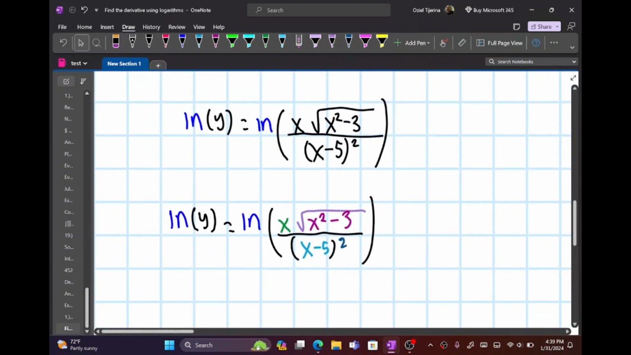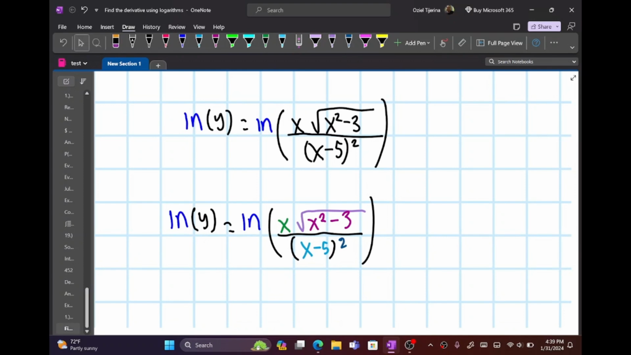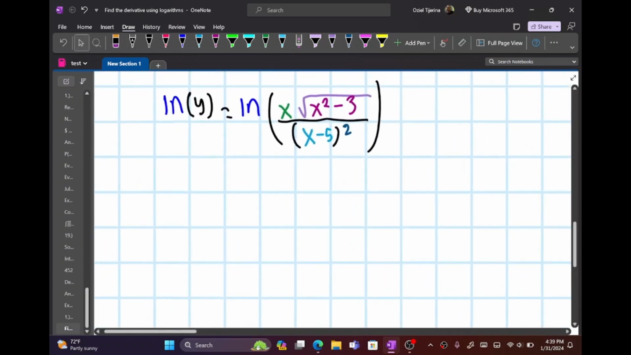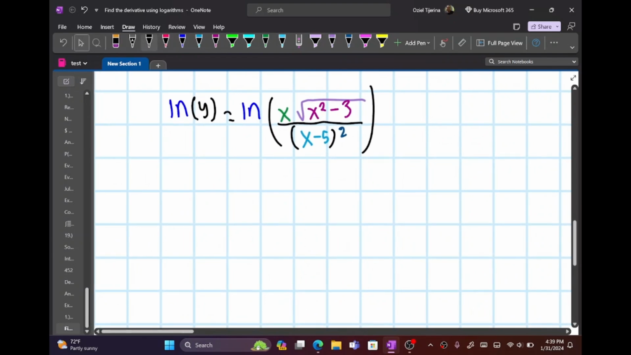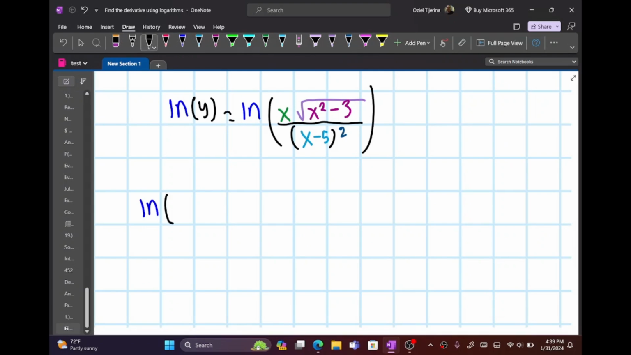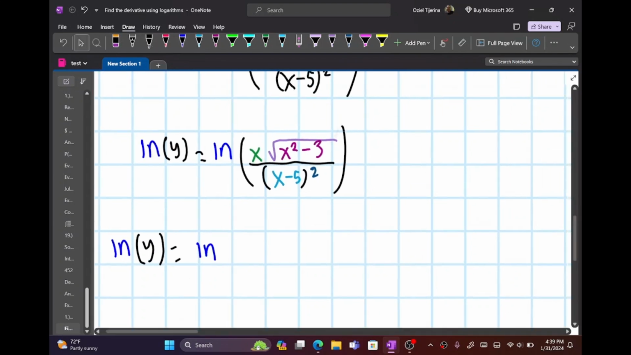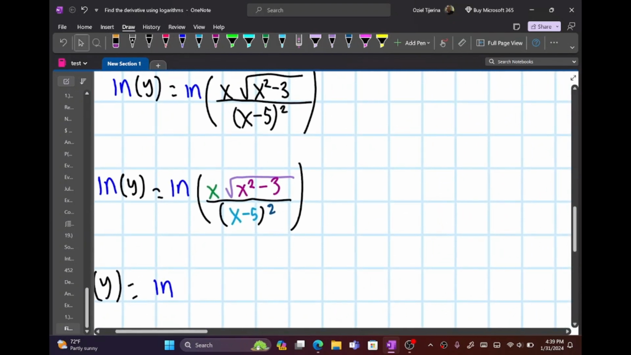The reason why I'm writing it this way, guys, is because we need to use, again, the properties of logarithms to be able to expand this, and then we're going to differentiate. Let me just show y'all: natural log of y is equal to the natural log.